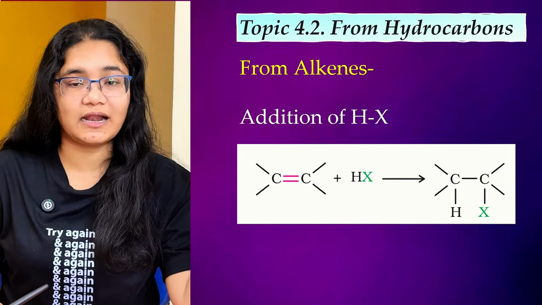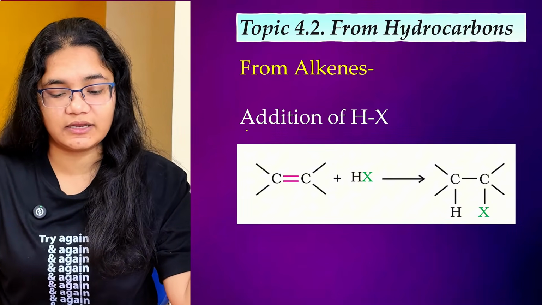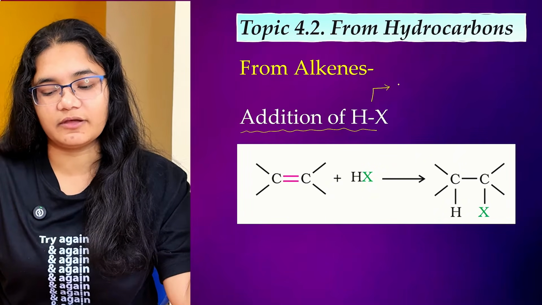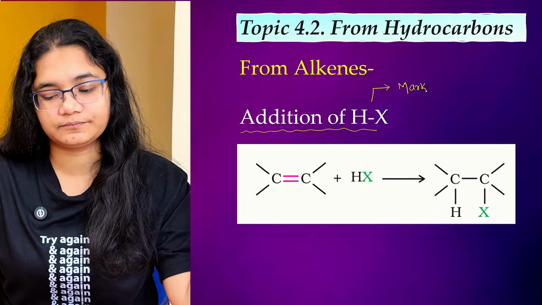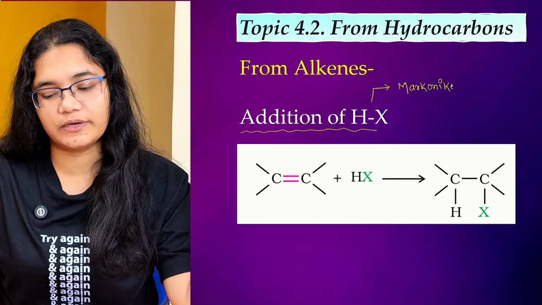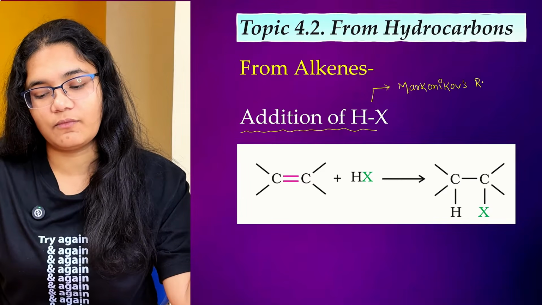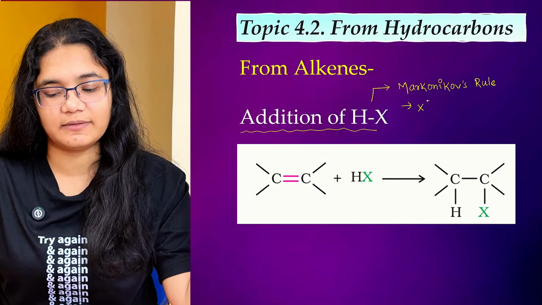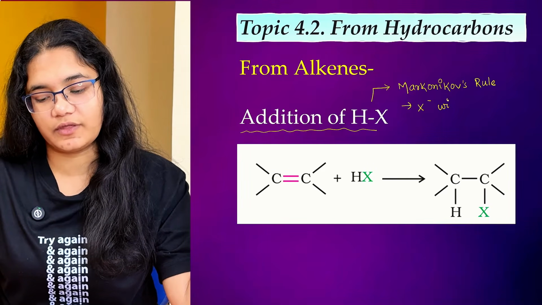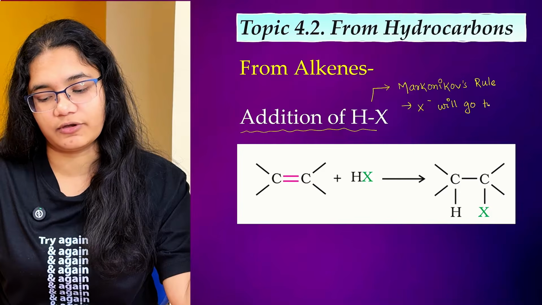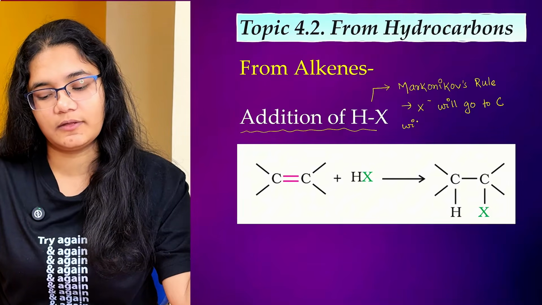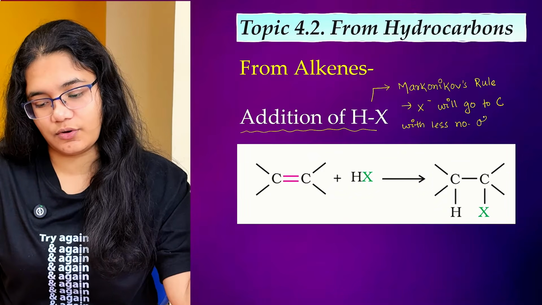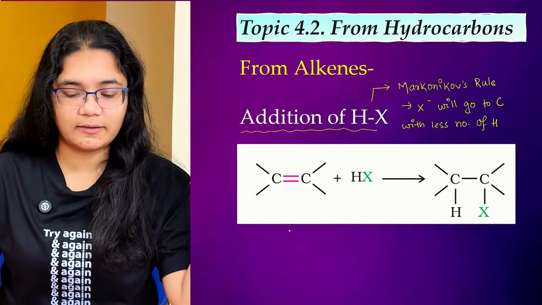Moving to the next one, that is from alkenes, and the first one here is the addition of HX. Remember, addition of HX follows Markovnikov's rule. Now what does this rule tell you? This rule tells that in HX the negative part, meaning the X minus, will go to the carbon with less number of hydrogen.